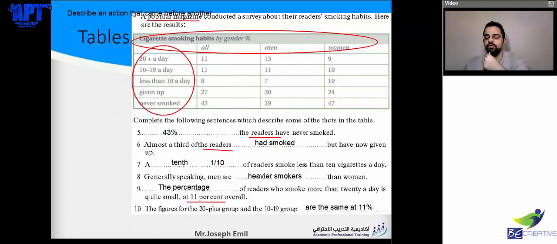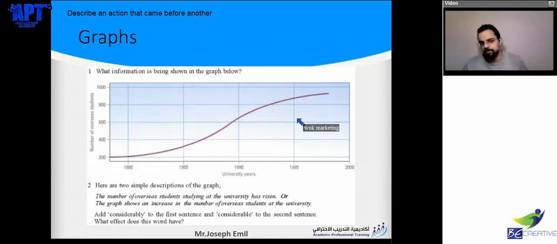Now let's go for what I think is the most common type of data given to you, not a bar graph or a pie chart or so. It's a graph. You can see here that in order to understand this graph, you must look at the axes first. This one and that one. University years, so in year 1980, in year 1985, and so on, 2000. I think this is an old graph. The number of overseas students keeps rising from 200 to 1,000, something like that.